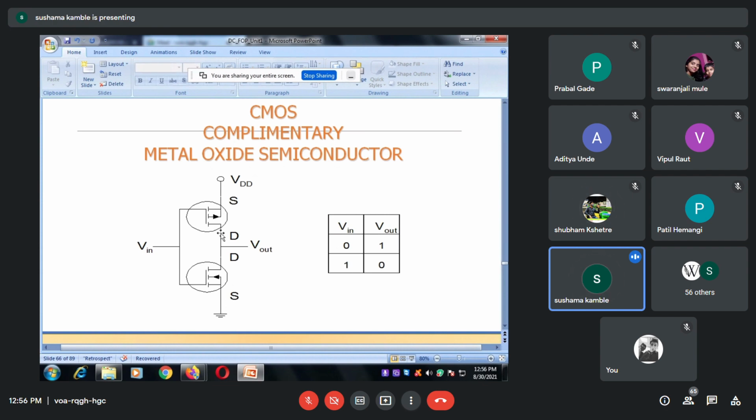When this is on, it is acting like a switch, closed like a switch. So whatever voltage is present at this point, that is VDD, will be present at the output. So whenever you apply 0, you will get output as 1. Got this? You are getting VDD, that is Vout equal to 5 volt, and we are treating 5 volt as logic 1. Is it clear?